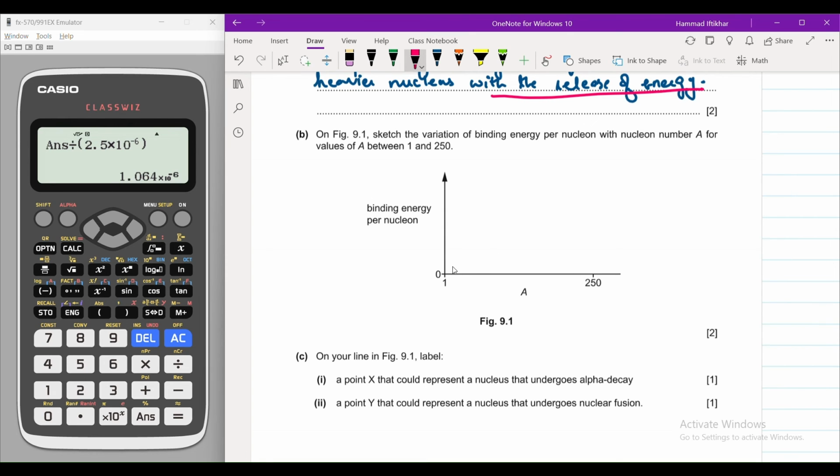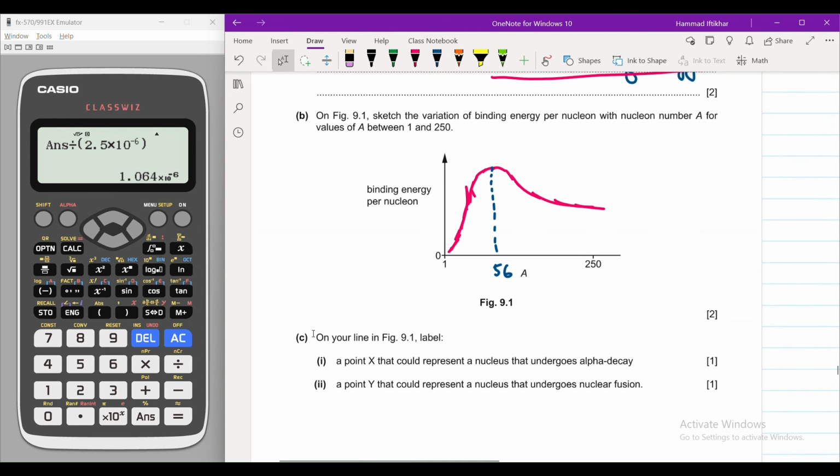On figure 9.1, sketch the variation of binding energy per nucleon with nucleon number A. So it actually goes like this. If we want to make a smoother curve, somewhat like this, but it actually does have spikes somewhere. So the peak will be over here at 56, and yeah, that's it.